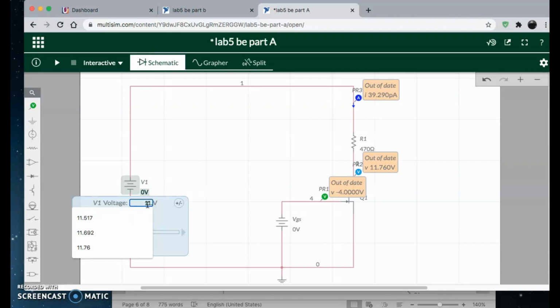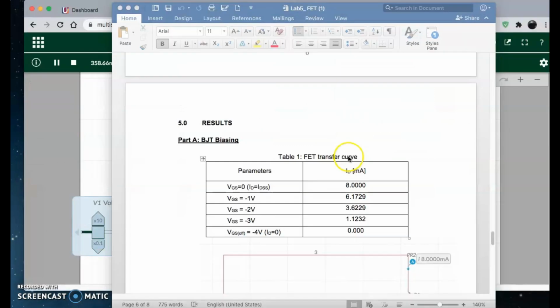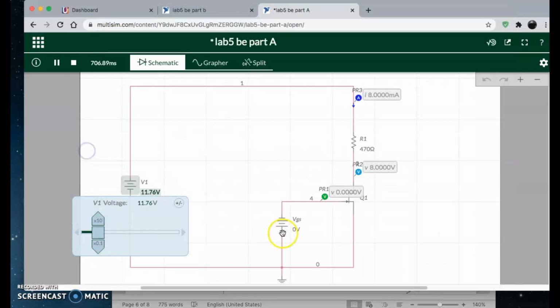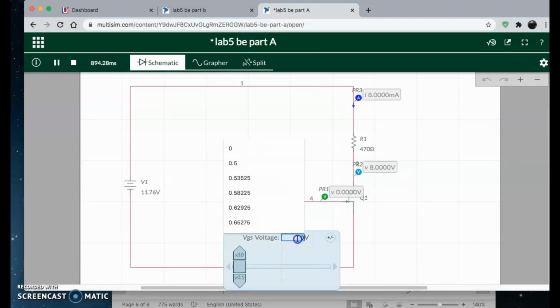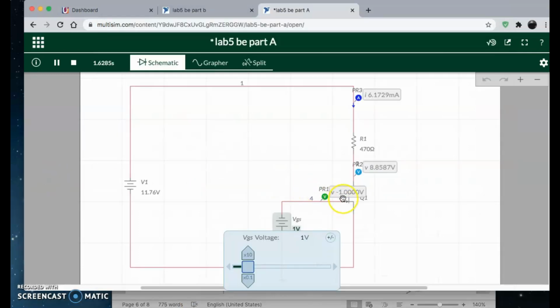For V1 we use 11.76. So we got 8. So next, for -1 VGS, we just change this voltage to 1 because the lab sheet wants -1. So this one is VGS, we got -1.